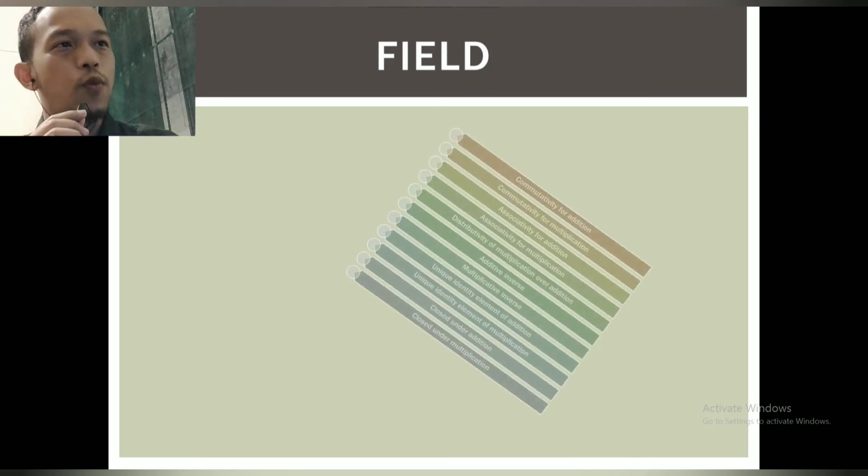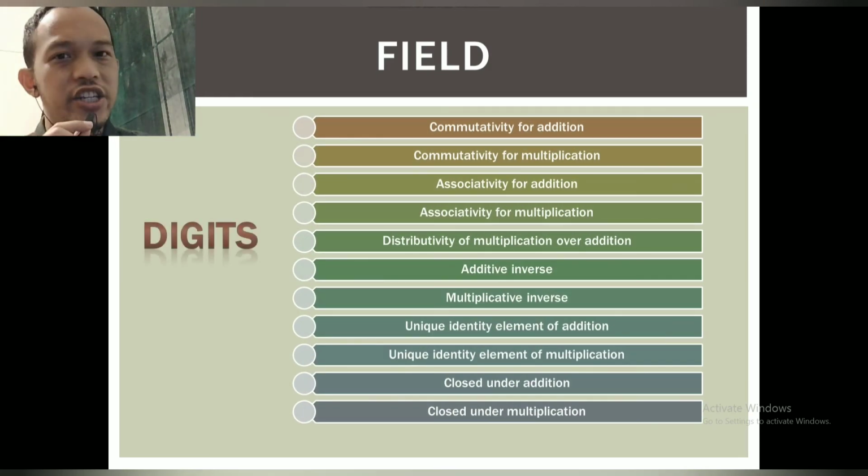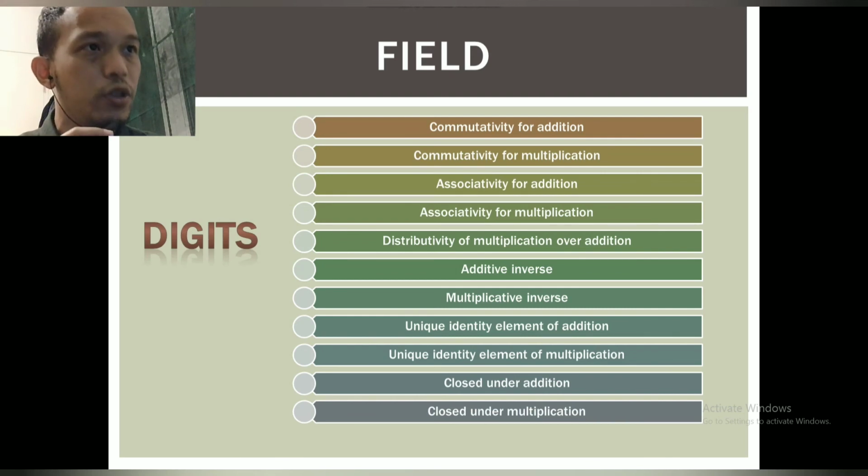And let's see the last one. How about digits? If I pick the set of digits, is it a field? Let me show you how to check one by one. Commutativity for addition, digits will obey that. Of course, 1 plus 2 equals 2 plus 1. Overall, I think no set of numbers will violate this one. Commutativity for multiplication also, associativity, distributivity, no problem.